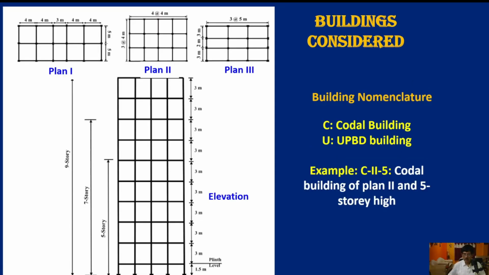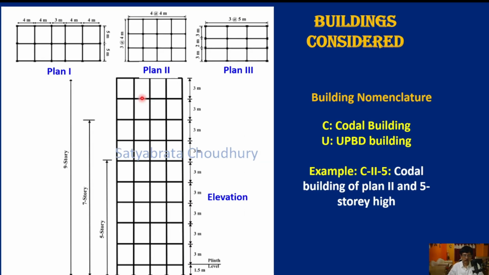For the purpose of comparing the Codal method and the UPBD method, we have taken a series of buildings. The buildings are like this. We have taken 3 plans, plan 1, plan 2 and plan 3. The plans are rectangular, regular, and we have taken 3 height categories, 5 story, 7 story and 9 story. So in combination you get 9 buildings.